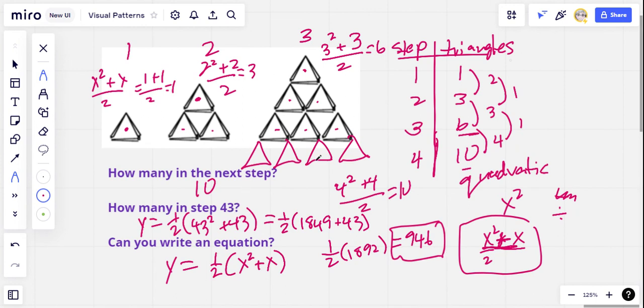Does anybody want to draw that out and get down to that last row to show that there are 946 triangles? If you do, send me a snapshot of that. I'd love to see it.